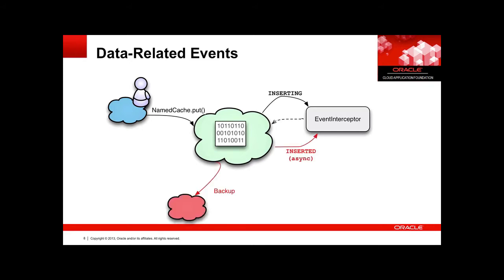When the event interceptor returns, we then insert the binary into the backing map. And we then dispatch the post event, asynchronously dispatch the inserted. We also asynchronously dispatch the backup as well. Now we still hold on to the client thread, so we don't return to the client until the backup completes. And once it does complete, we then inform the client, who then returns from the name cache put call.